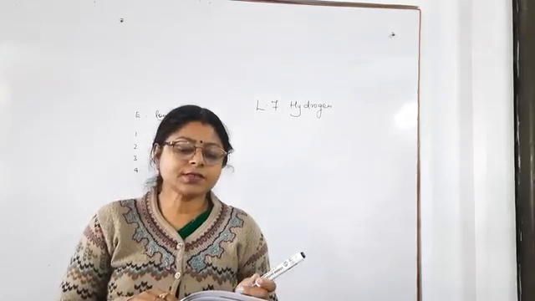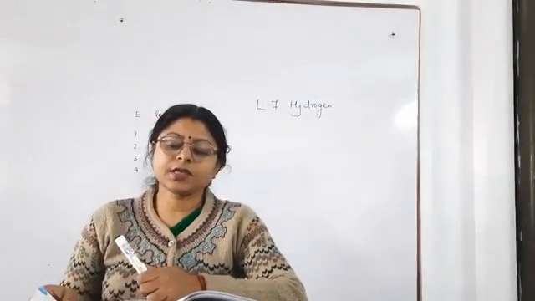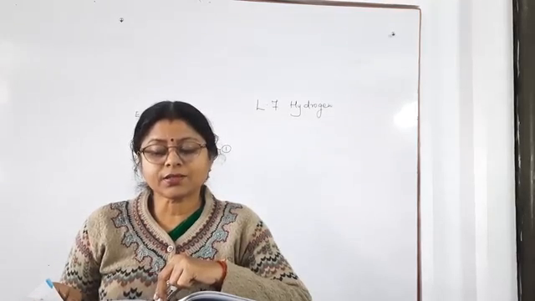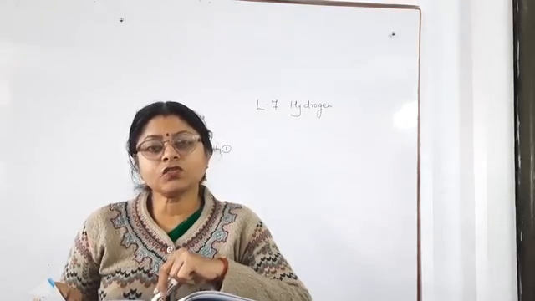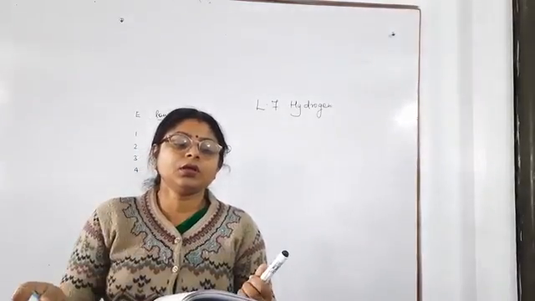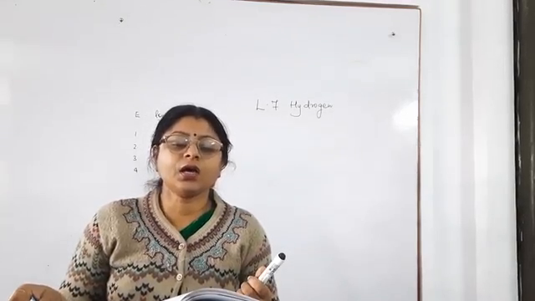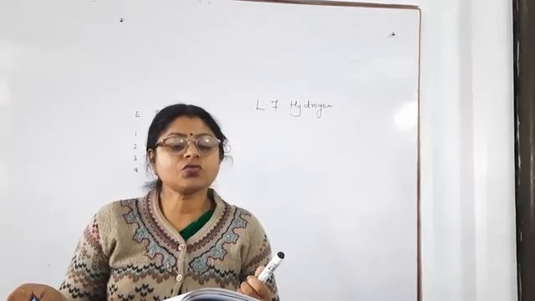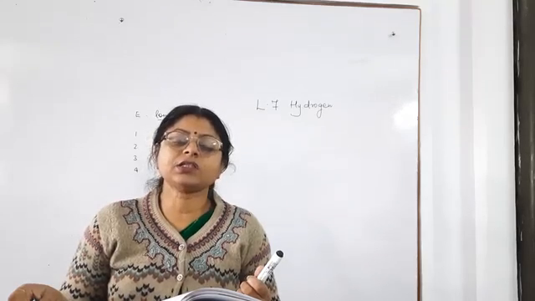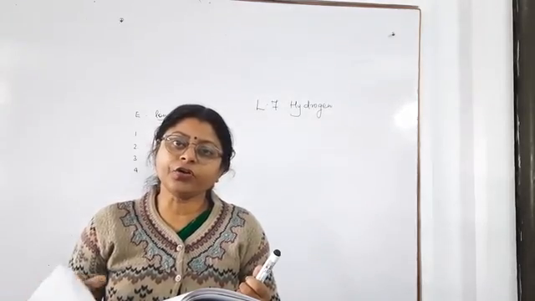Now after this, this is the second use. Third use you write down as a fuel. Hydrogen is used as a fuel, for example coal gas, water gas, liquid hydrogen. Next you can write down from page number 104 as a reducing agent. Hydrogen is used for the extraction of less reactive metals from their oxide. So these four uses you have to write down in your copy.